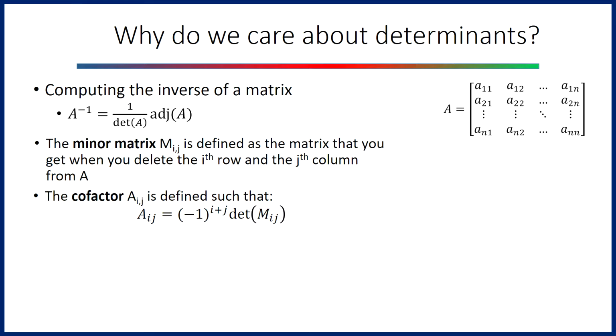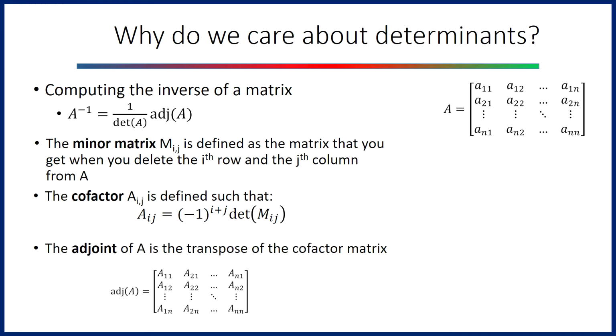We can also define a cofactor matrix that basically just computes the cofactors for each element of the matrix and puts those cofactors in a new matrix of the same size as A. The adjoint is then defined as the transpose of the cofactor matrix. So basically, to compute the adjoint, you need to go through and define each minor matrix and compute the cofactors. Then after you've computed the adjoint matrix, it is pretty easy to determine the inverse.